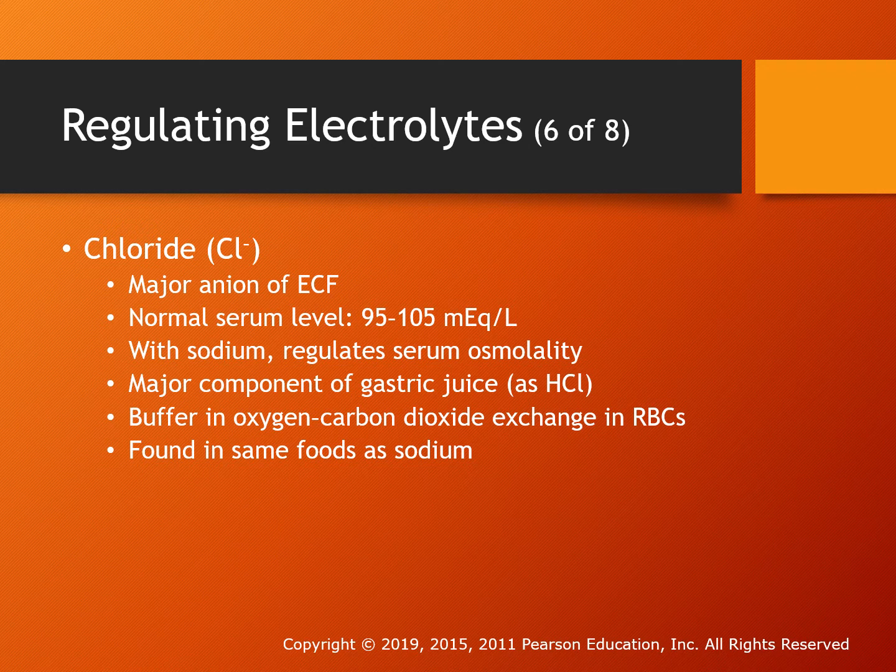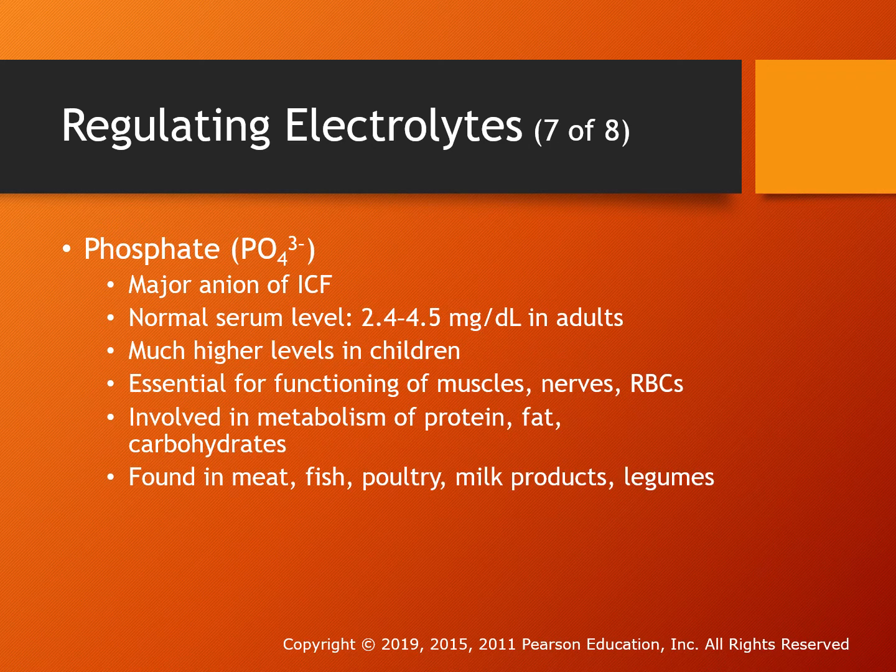such as the same foods as phosphate, 2.4 to 4.5, much higher level in children. Muscles, nerves, RBCs. So phosphates, again, they affect muscles such as potassium and sodium and your magnesium do. They're found in fish, meat, poultry, proteins, legumes, and their job is metabolism of protein, fat, and carbohydrates.